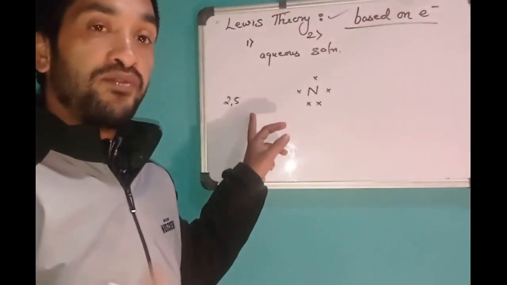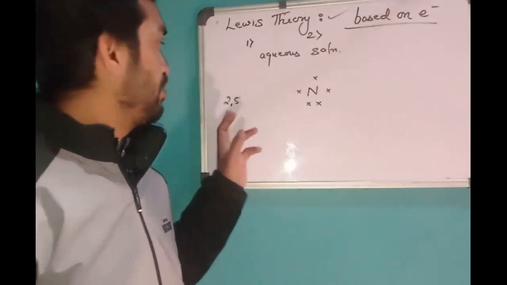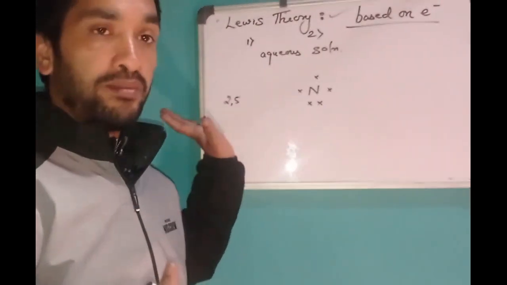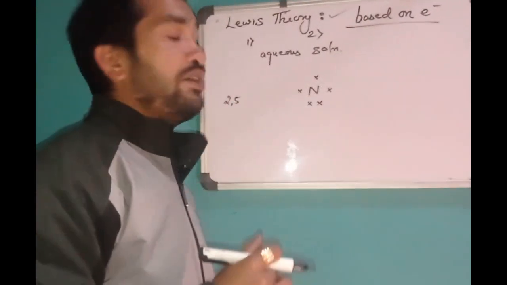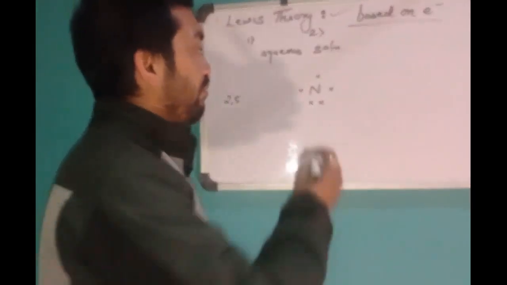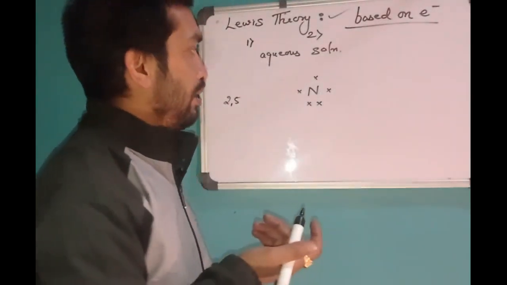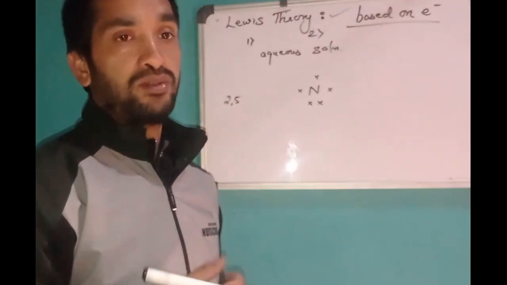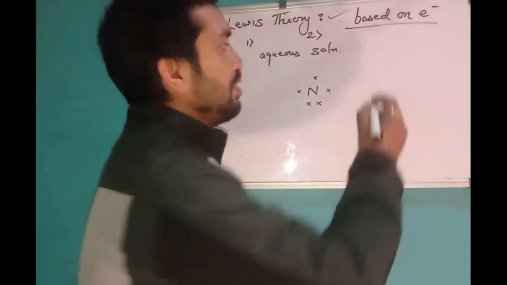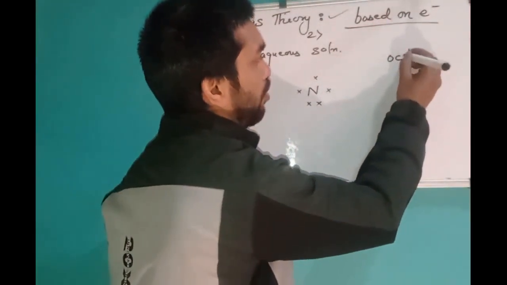So the configuration of nitrogen is 2, 5. So 2 comma 5 means the valence shell has 5 electrons. I don't have anything to do with the inner electrons. They are stable, in duplet state. So we are interested in only the valence shell. So the valence shell contains 5 electrons. Now, how to know how many hydrogens can be attached to any element? See, it's very easy. Again, you have to think about the octet rule.